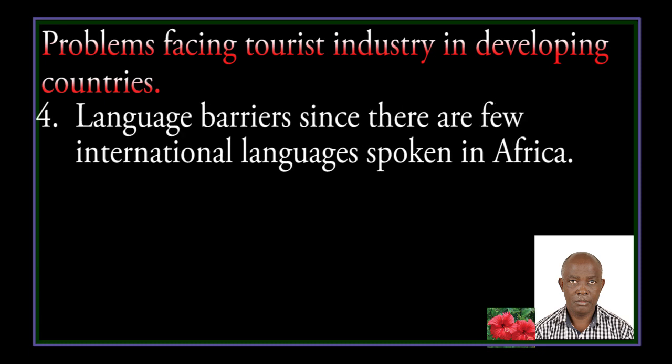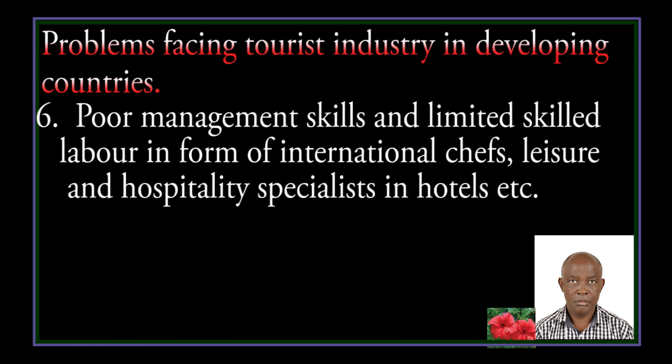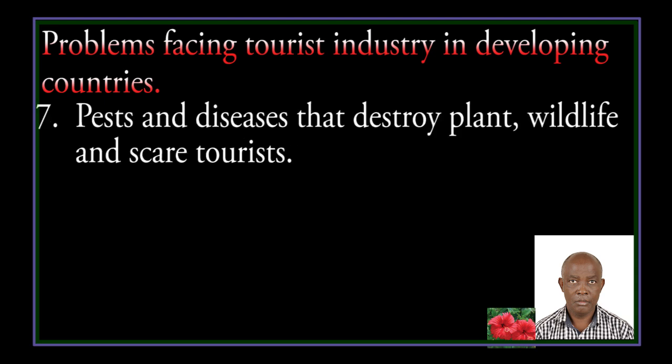Language barriers, since there are few international languages spoken in Africa. And less supportive government policy, for example, failure to control or stop poaching, and so on. Poor management skills and limited skilled labor in the form of international chefs, leisure and hospitality specialists in hotels, and so on. Pests and diseases that destroy plants and wildlife, and scare tourists.